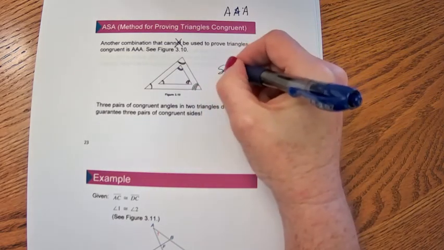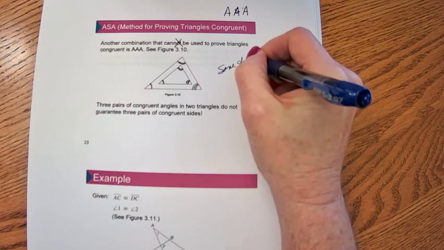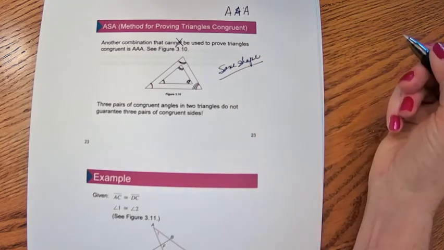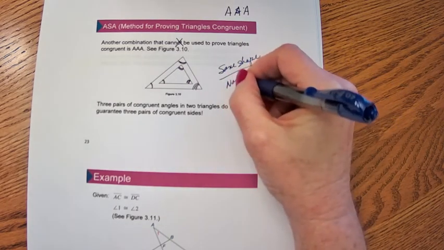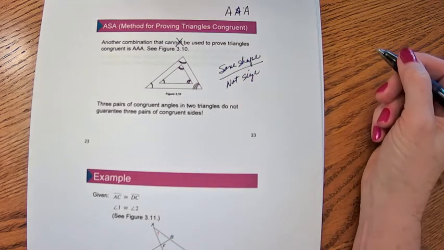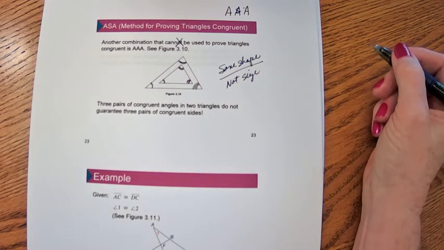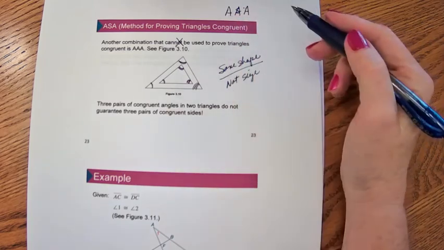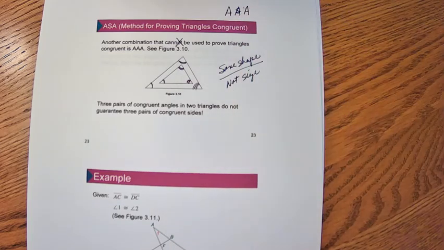They are obviously the same shape, but they are not the same size. Their side lengths are different. So you don't want to use just angle, angle, angle, or just any combination of sides and angles for 3. You've got to use only the rules that we've been given.